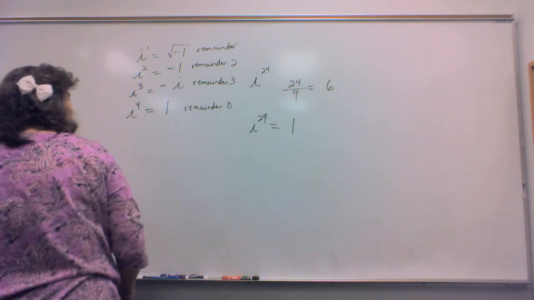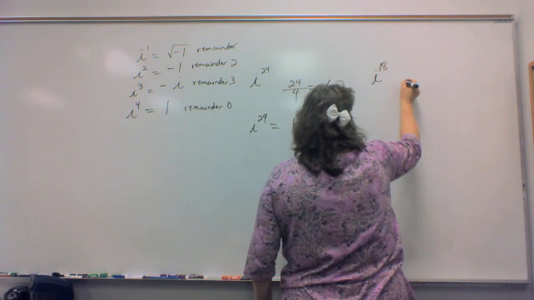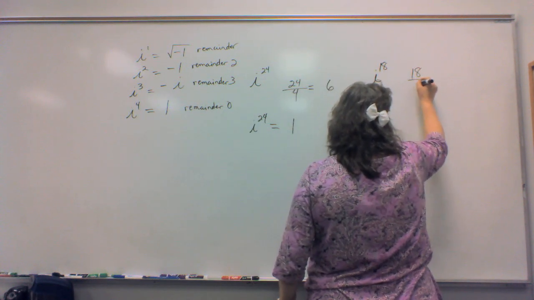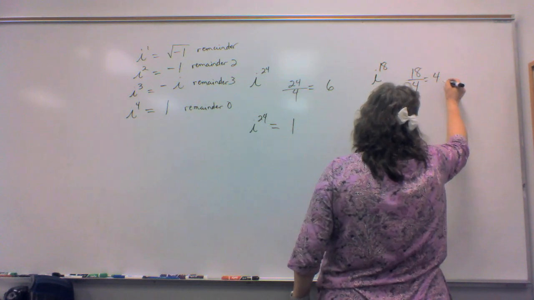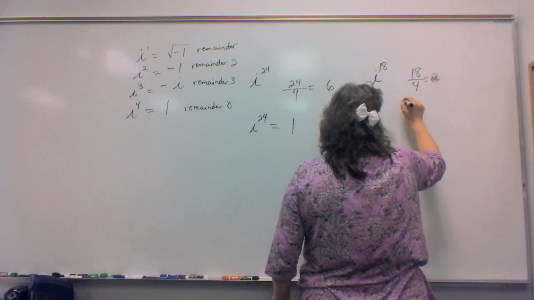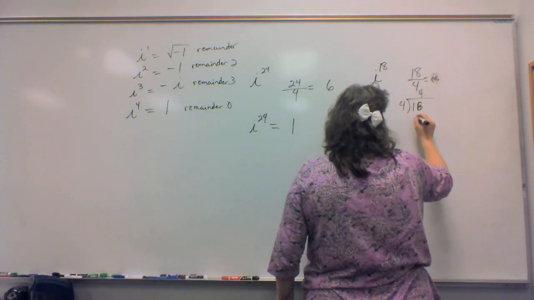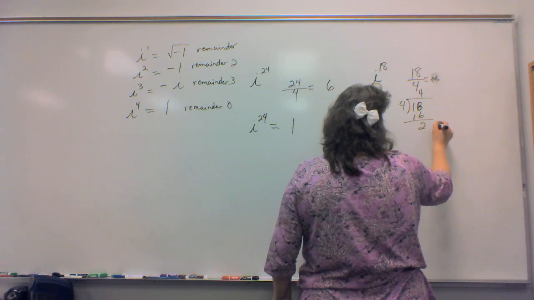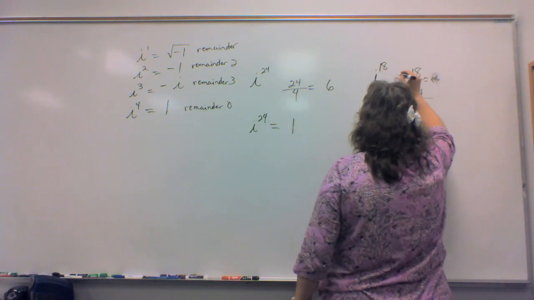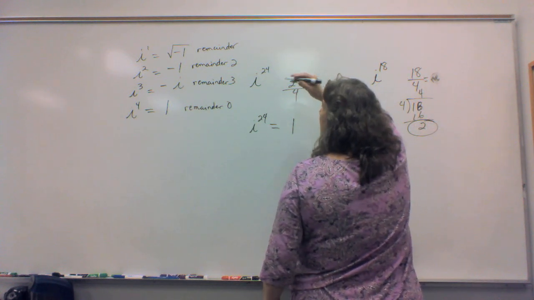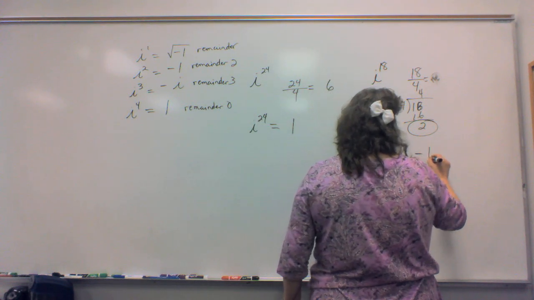Okay, let's look at i to the 18th. Again, 18 divided by 4 gives you 4 times, which is 16. I'm going to do it this way, it's easier. 4, 16, remainder 2. What is the one that has a remainder 2? It is negative 1. So i to the 18th power is equal to negative 1.